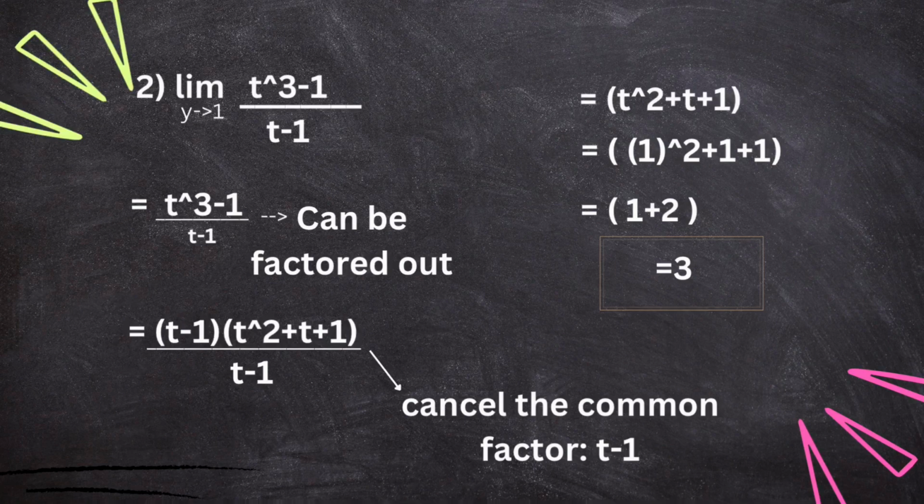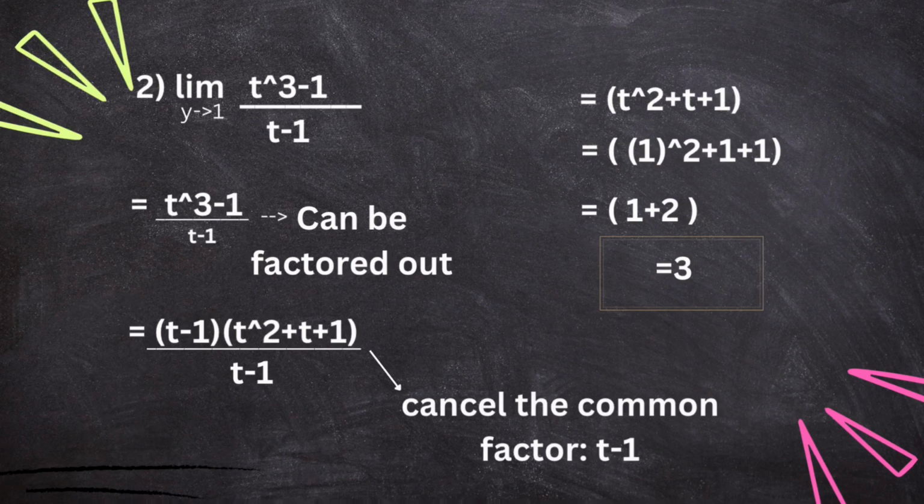For item number 2, the given is the limit of t cubed minus 1 over t minus 1 as x approaches 1. If we look clearly on our given, we can see that this can be factored out. So the first thing we need to do is to get the factor of our given. And it would be t minus 1 times t squared plus t plus 1 over t minus 1. Let's cancel the common factor, which is t minus 1. And we would get t squared plus t plus 1.